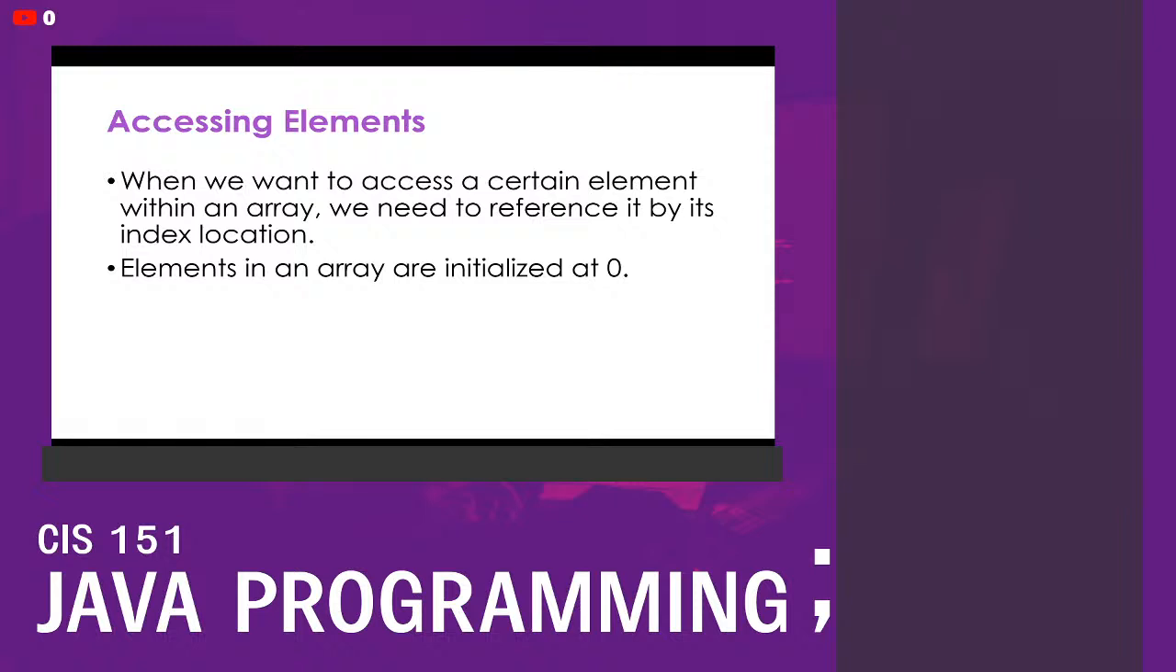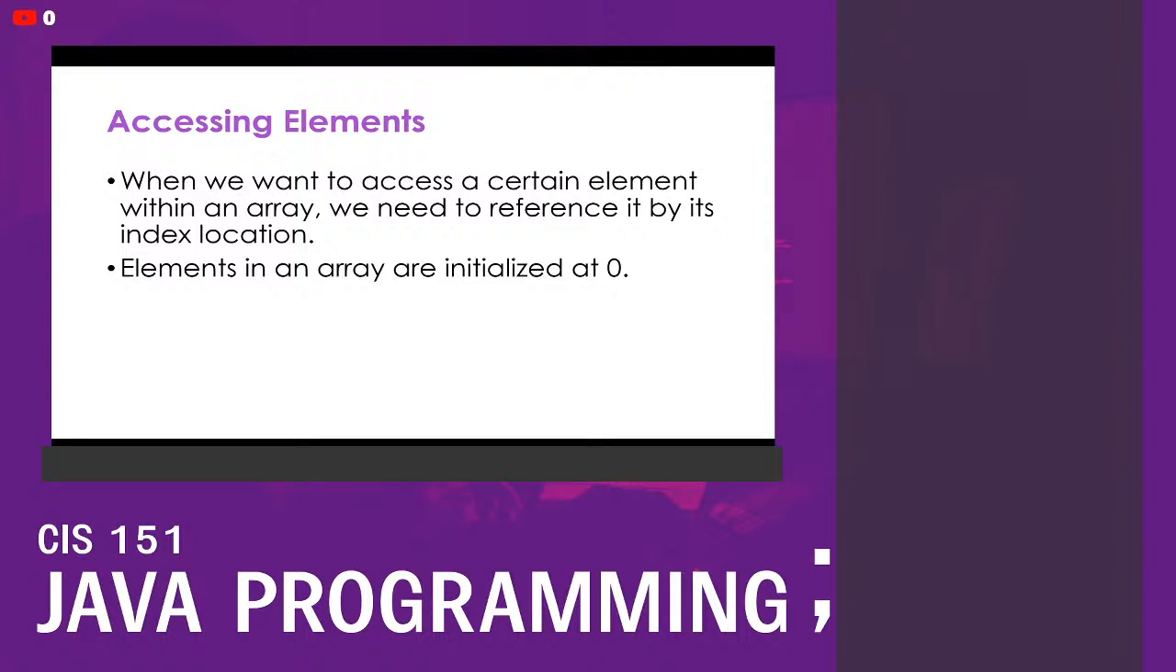And so we call this index location. When we access elements, we want to access them by index location. And when we start counting index locations in code, we start counting them at 0.